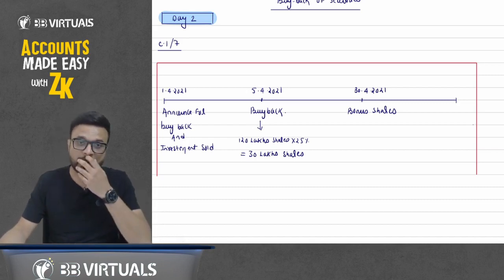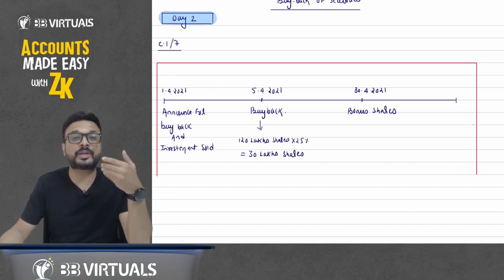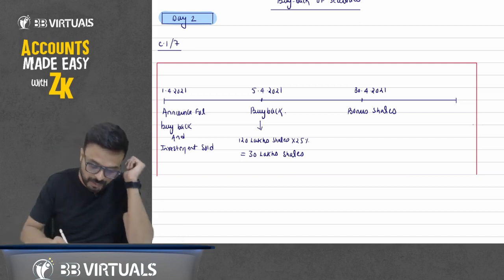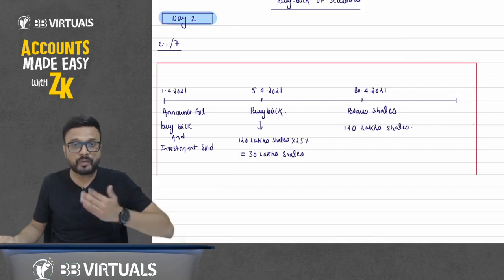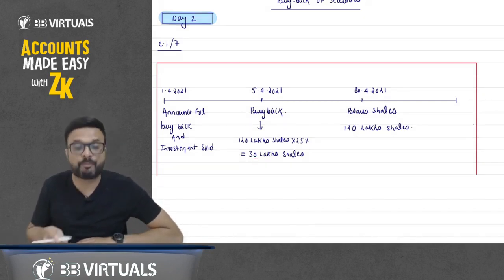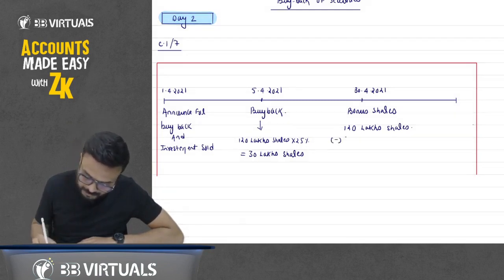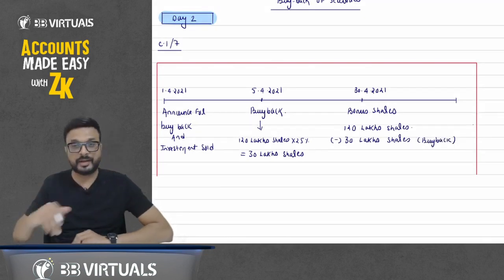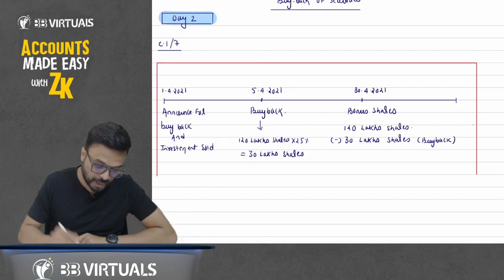Now understand this point. When I am giving you bonus shares, how many shares actually exist? The total number of shares the company has before buyback is 120 lakh shares. Out of 120 lakh shares, I have repurchased 30 lakh shares. So how many shares do I have?